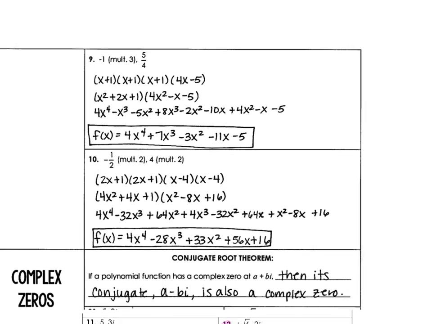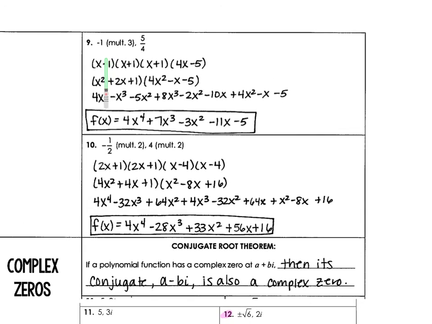So number 9, you should have x plus 1 times x plus x plus 1, right? I'm going to FOIL on the first two parentheses, FOIL on the second two parentheses, and from there, I'm going to distribute everything, right? So you have 4x to the fourth plus 7x cubed minus 3x squared minus 11x minus 5. And then you have number 10 right there, right?